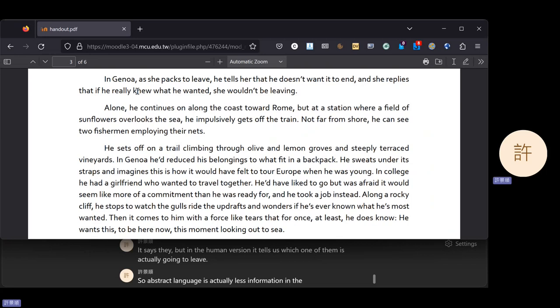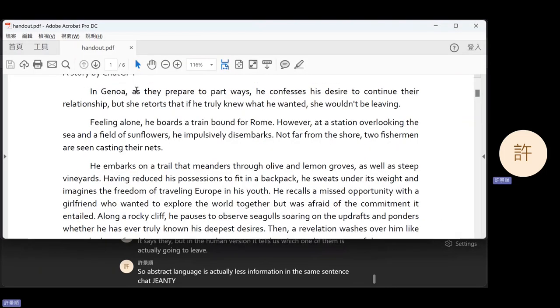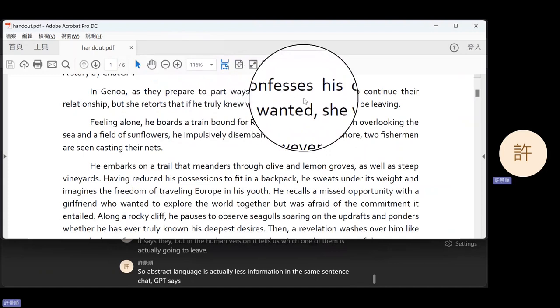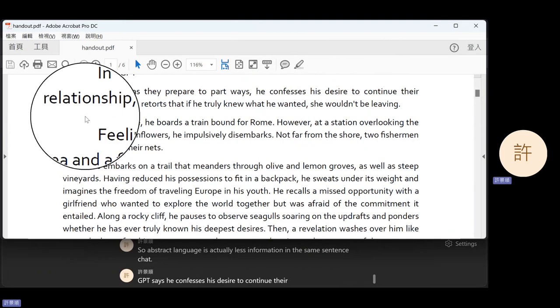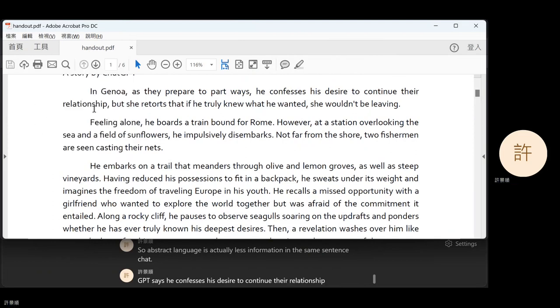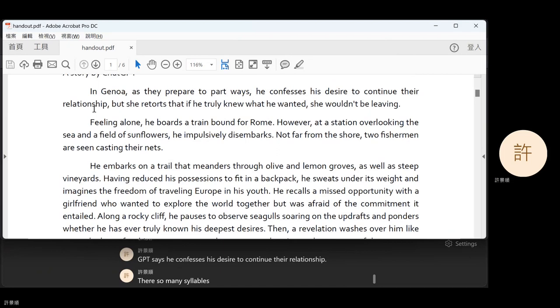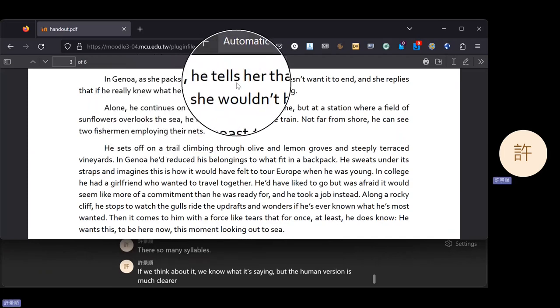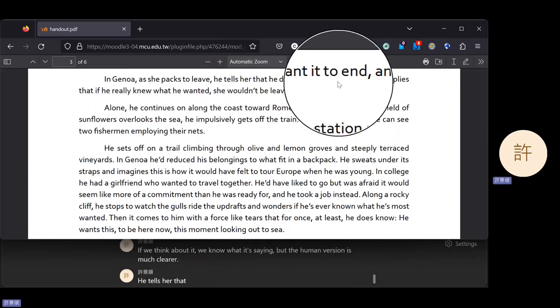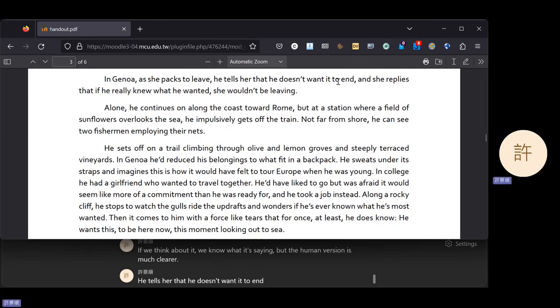In the same sentence, ChatGPT says he confesses his desire to continue their relationship. So many syllables. If we think about it, we know what it's saying, but the human version is much clearer. He tells her that he doesn't want it to end. Isn't that a great sentence? Simple, direct, immediately can understand.